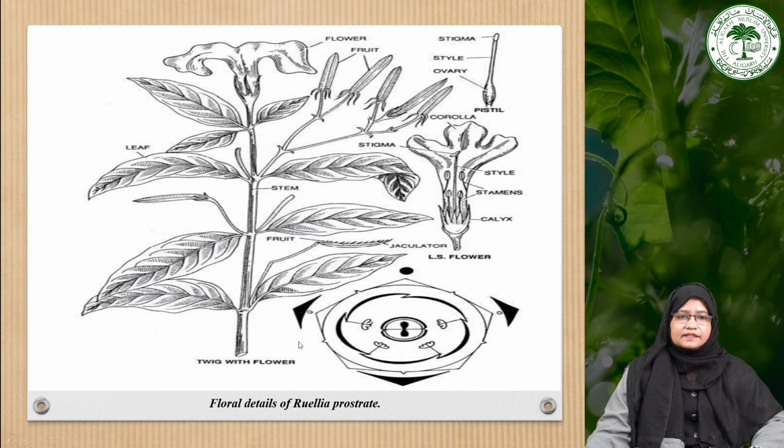Now, this slide shows the characteristics present in the family Acanthaceae, through the floral details of Ruellia prostrata. As you can see, this is a single twig showing opposite decussate leaves. Then the inflorescence you can see here is the axillary cyme type. From the LS of the flower, they have a typically didynamous condition of stamens.